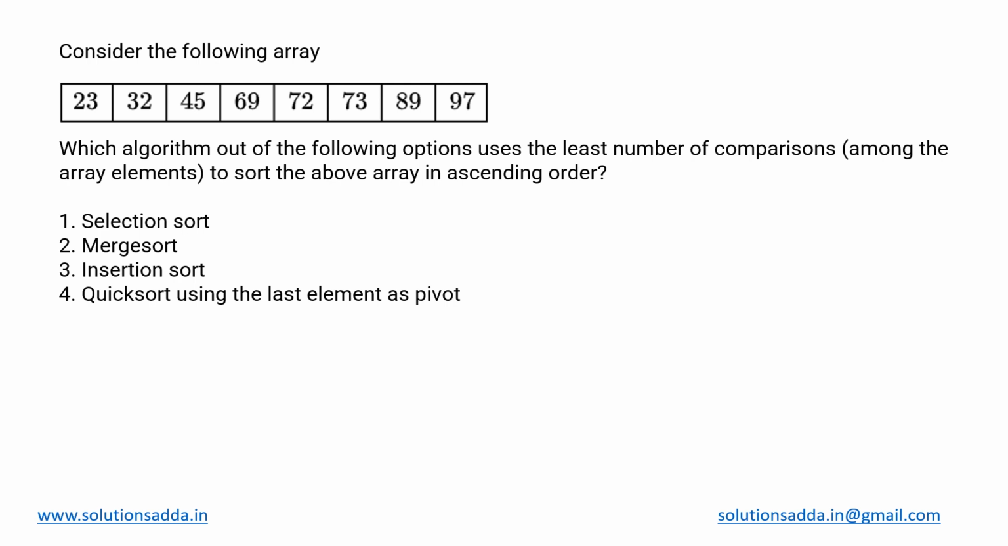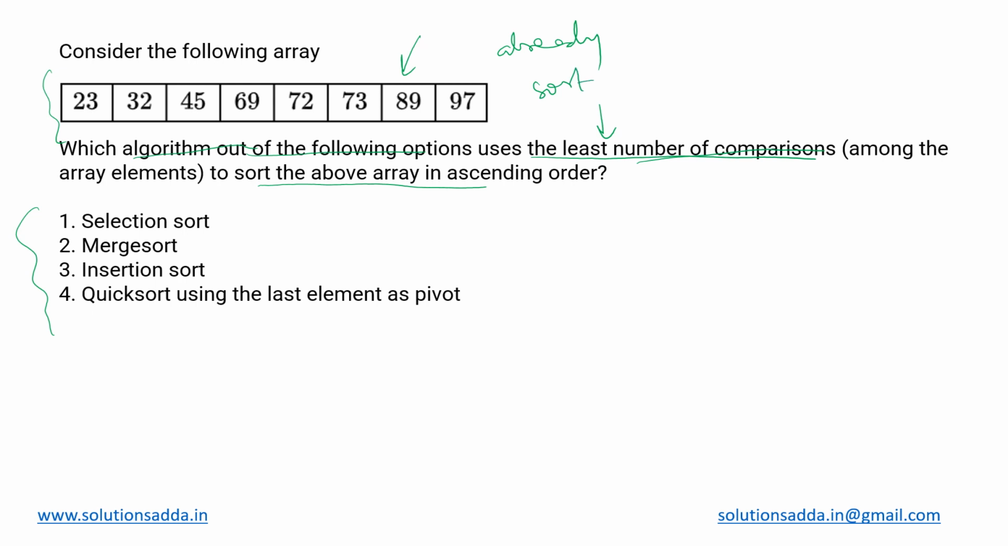An algorithms question. We have been given this particular array and they are asking which of the following sorting algorithms will use the least number of comparisons for sorting the given array. So we have been given these 4 sorting algorithms and this is the array which has to be sorted using these algorithms, and how to determine which of them will use the least number of comparisons. So as we can see, this array is already sorted.